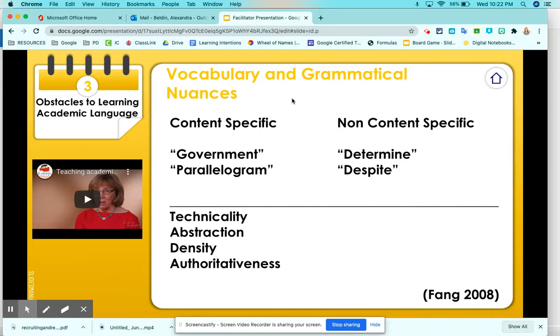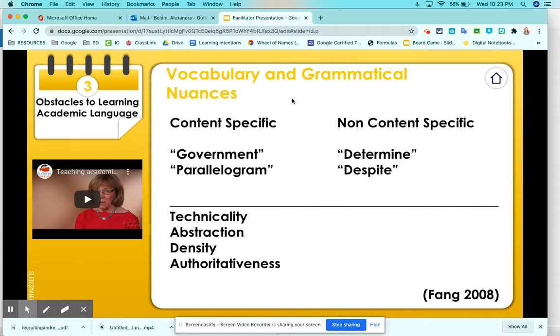It also talked about vocabulary and grammatical nuances. So for the vocabulary that's used with ESOL students, there can be content-specific vocabulary and non-content specific vocabulary. And this was something that I found extremely interesting from the text, because most of the time I feel like I have to teach the content-specific vocabulary for my students when sometimes they might actually need the non-content specific vocab.